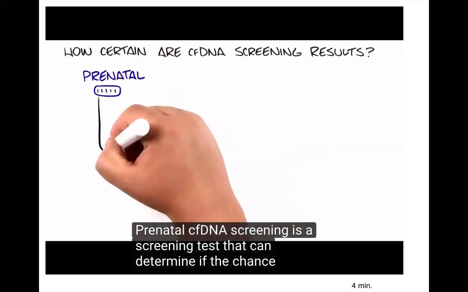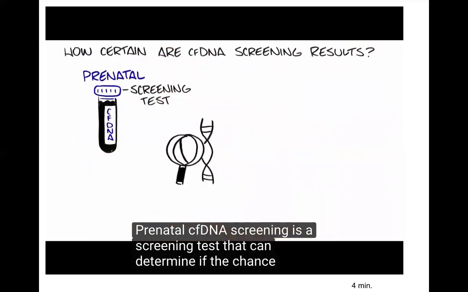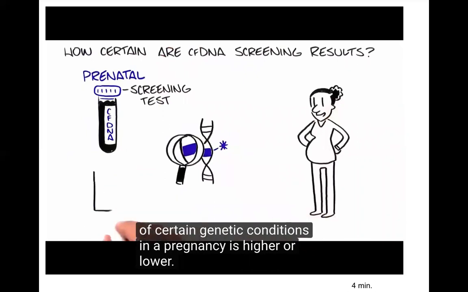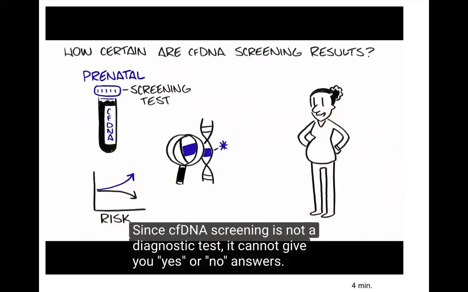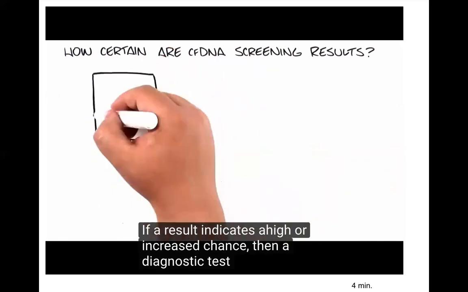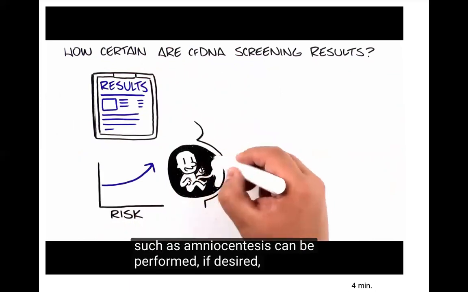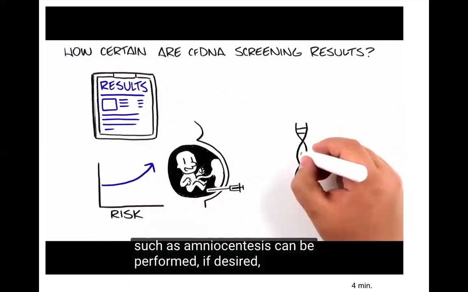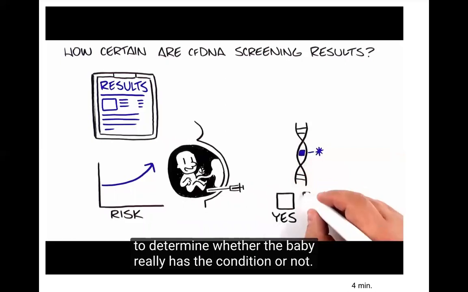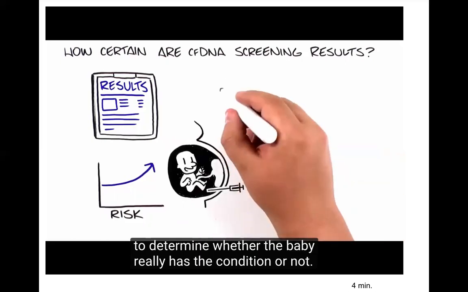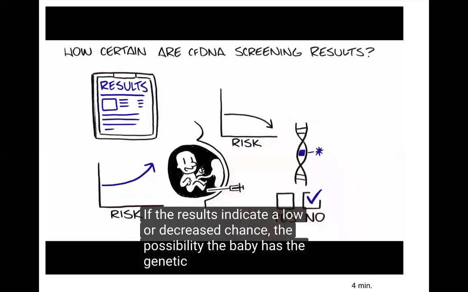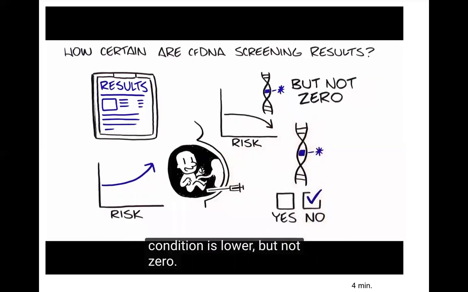Prenatal cfDNA screening is a screening test that can determine if the chance of certain genetic conditions in a pregnancy is higher or lower. Since cfDNA screening is not a diagnostic test, it cannot give you yes or no answers. If a result indicates a high or increased chance, then a diagnostic test, such as amniocentesis, can be performed if desired to determine whether the baby really has the condition or not. If the results indicate a low or decreased chance, the possibility the baby has the genetic condition is lower, but not zero.